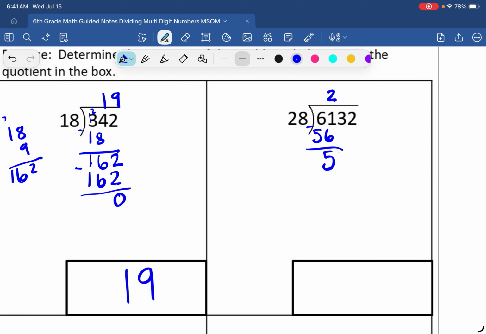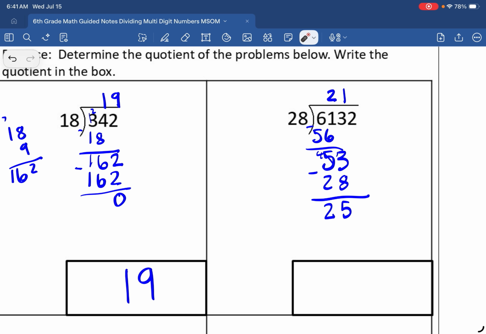Bring down my 3. 28 into 53. Well, I know 28 doubled is 56. So it must just be one time. 28 times 1 is 28. I'm going to subtract those, and I get 25. 25 is less than 28 and greater than 0.